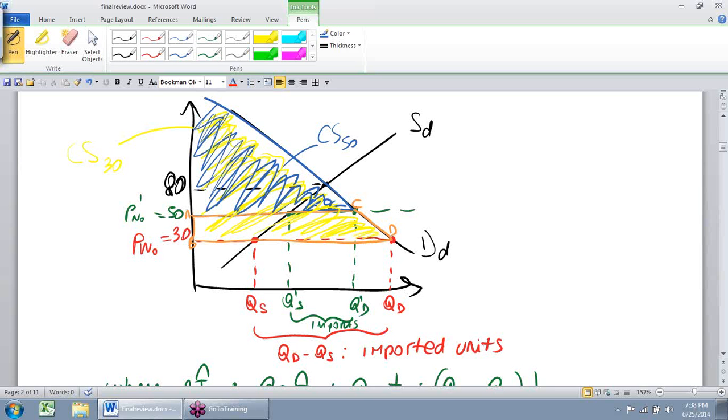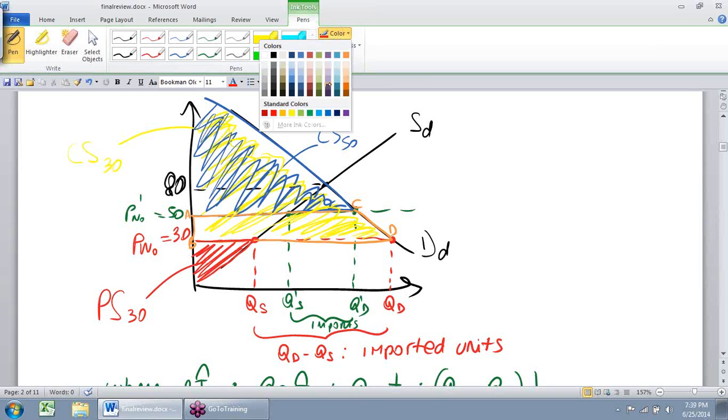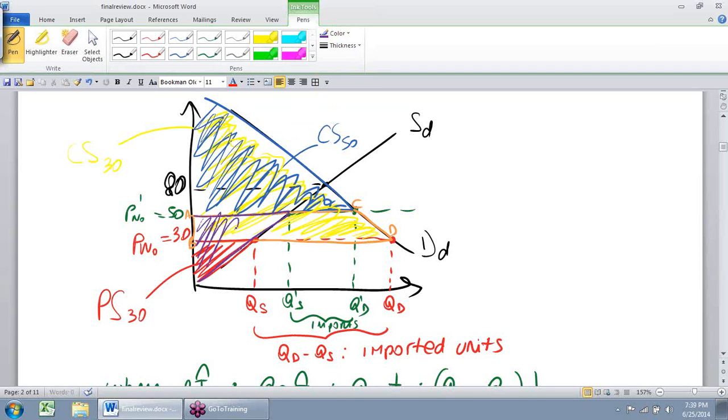So what was the producer surplus when the price was 30? That was the area above the supply curve and below the price. The price was 30, so this was the producer surplus when the price was 30. Now that the price has increased to 50, what is the new producer surplus? The new producer surplus is the area below the price of 50 and above the supply curve. So it's this new area, the violet one. So this is the producer surplus when the price is 50.